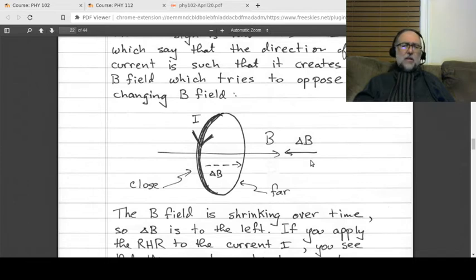It's a little bit subtle, but it does say what the direction is of the current. As the B field shrinks, is the current going to be induced this way, or is the current going to be induced the other way?